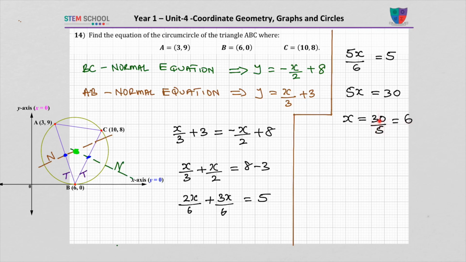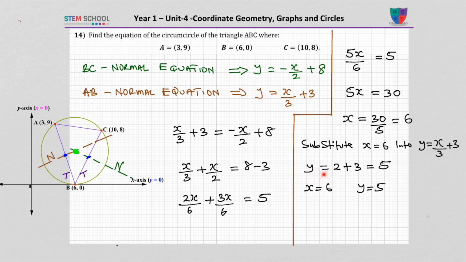Now I need to find y. So all I need to do is plug in the 6 here or there. I could choose any of these because both are equal at the same point. So I can choose that equation or this equation. I'm going to choose this one here. So I'm substituting x equals 6 into y equals x over 3 plus 3. So now put 6 here. 6 over 3 is 2, plus 3, and that's 5. Y equals 5. So the center of the circle is x equals 6, y equals 5.